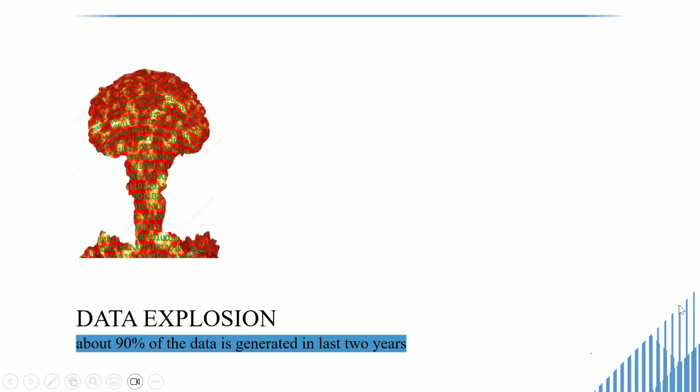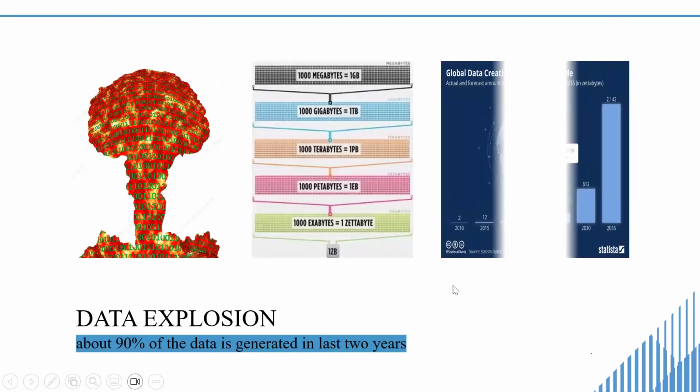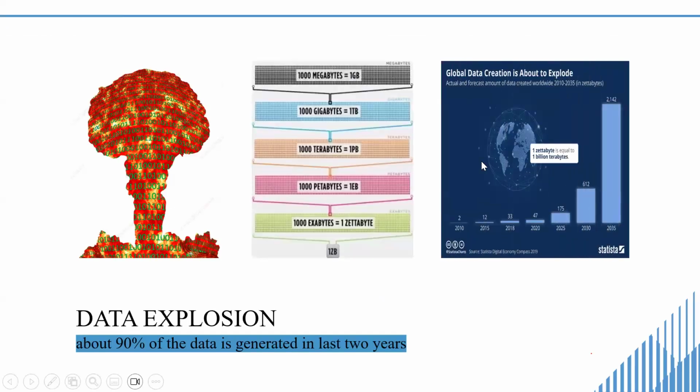As you all mentioned, and it was correct, you can see here this is a graph from Statista showing global data creation is about to explode. When it was in 2010, it was 2, but in 2000, let's see before this one.